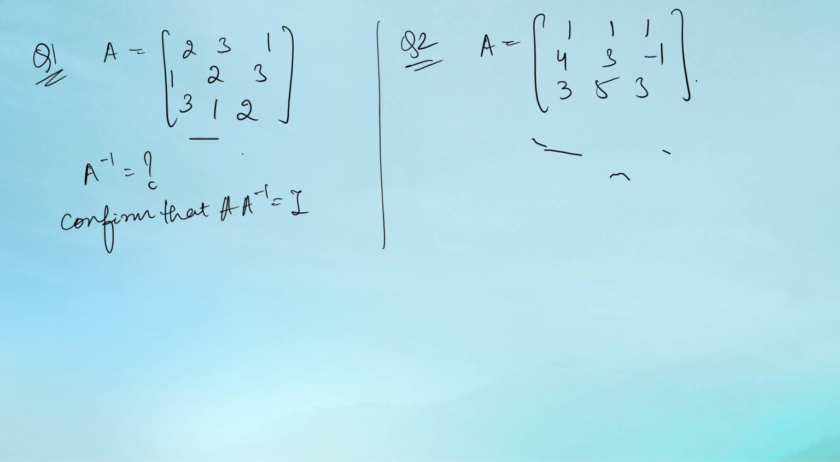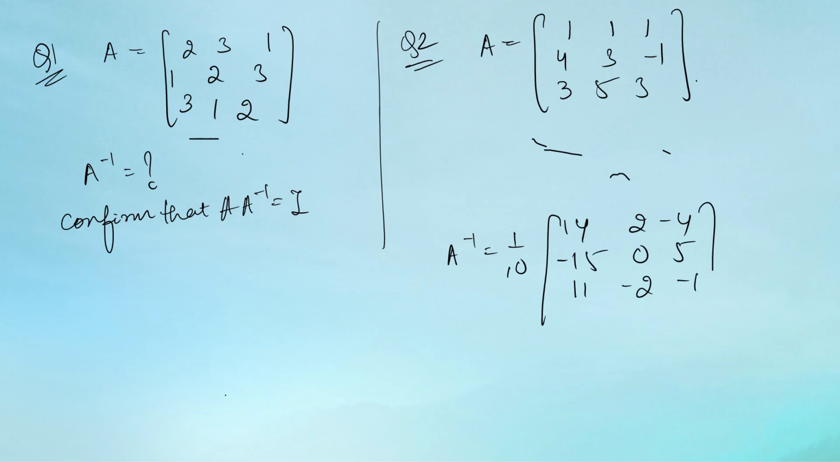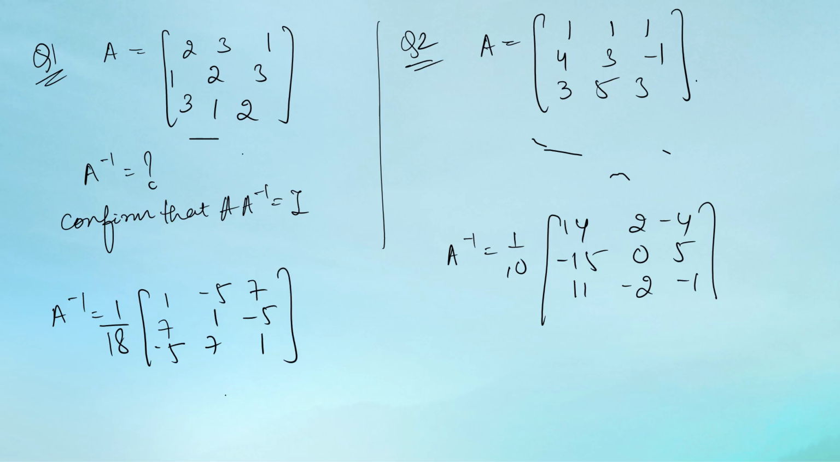If you want, I can give you the answers. The answer to the first one will be 1 by 10, 14, 2 minus 4, minus 15, 0, 5, 11, minus 2, and minus 1. Here, your A inverse will be 1 by 18, 1, 7, minus 5, minus 5, 1, 7, 7, minus 5, and 1. These are your answers just to compare.